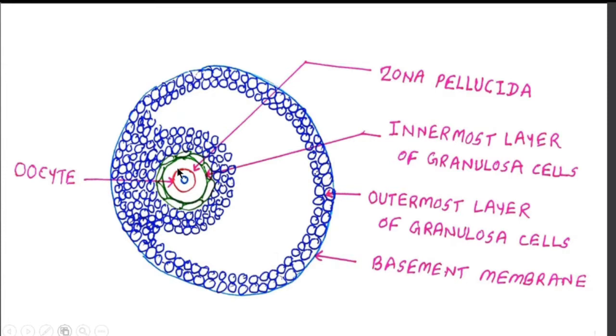You can see, I will show you in this figure. Okay, so this is the oocyte, and these are the granulosa cells surrounding the oocyte. In between the oocyte and the granulosa cells, this thin glycoprotein transparent layer is formed, and this thin glycoprotein transparent layer is called the zona pellucida. Okay, so the zona pellucida is made up of glycoproteins.